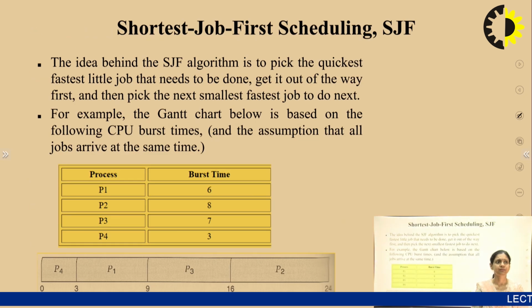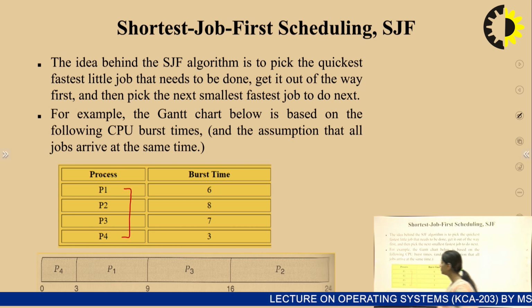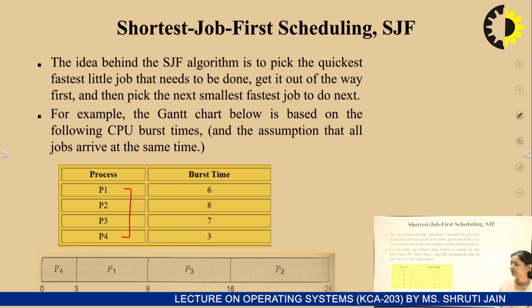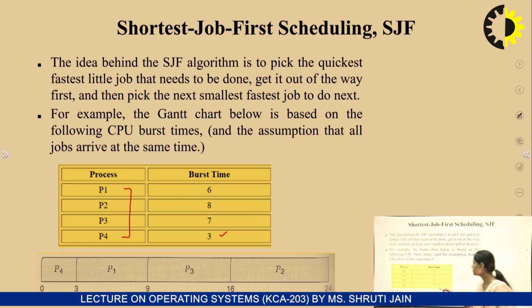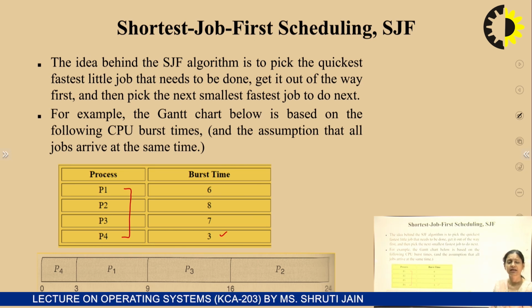The next scheduling algorithm that we have is shortest job first scheduling, where, when all the processes enter, the process which has the smallest execution time is executed first. So if we look at the table, we have the process P4 that has the smallest burst time, or that takes the least time for execution.